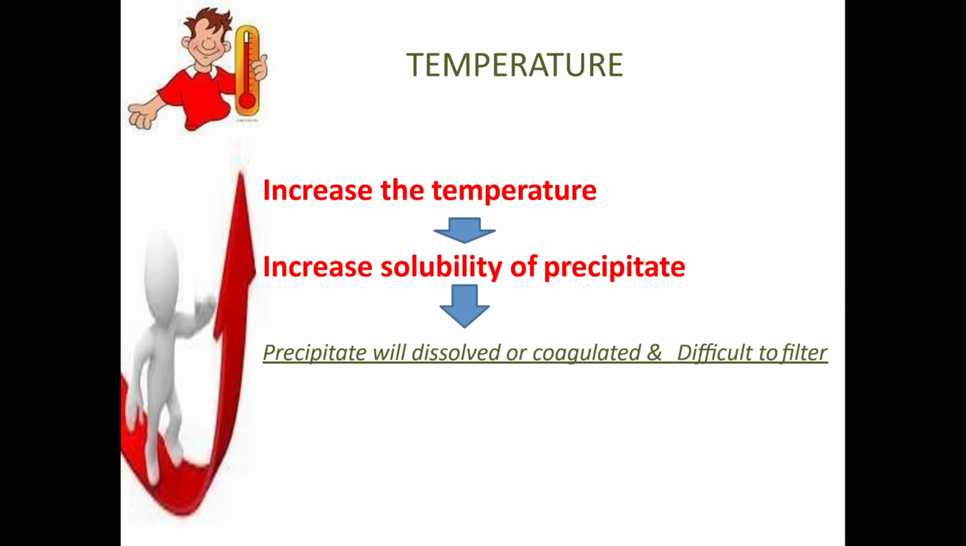Next is the temperature. Why is the temperature related to gravimetric analysis? Increasing the temperature will also increase the solubility of the precipitate. And when the solubility of the precipitate increases, the precipitate will dissolve or coagulate. And when this situation happens, what happens to the precipitate? The precipitate will be hard to filter.